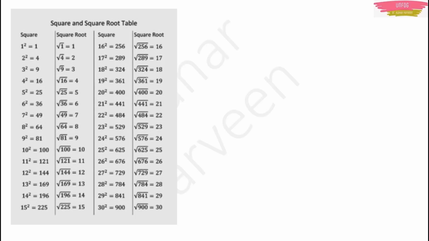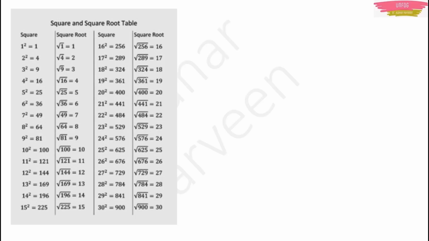So as of now, I feel that you should remember the squares of numbers from 1 to 30. Please learn them by heart. Many of you must be knowing at least till 15. If you don't know, please learn them by heart. If you don't know more than 15 also, learn by heart till 30, okay? So these are your square numbers.